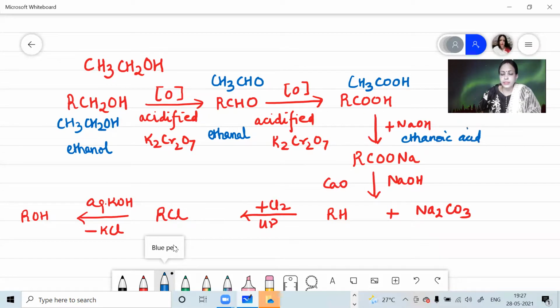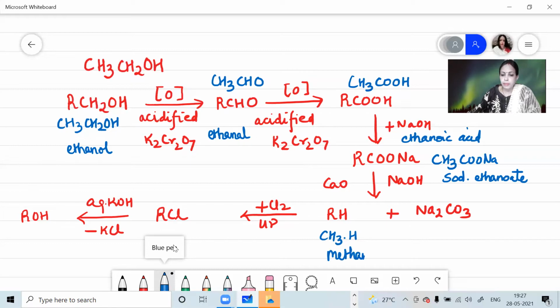Now this ethanoic acid, when it is treated with NaOH, it undergoes the process of neutralization and it forms a salt, sodium ethanoate. If we go about writing the IUPACs, then this will be the IUPAC name. Now this sodium ethanoate, when it is treated with soda lime, the mixture of NaOH and calcium oxide, it gives you alkane CH3-H. So you have automatically converted your ethanoate. Here there were 2 carbon atoms, but here now you are left with 1 carbon atom, and this product which is formed is known as methane.